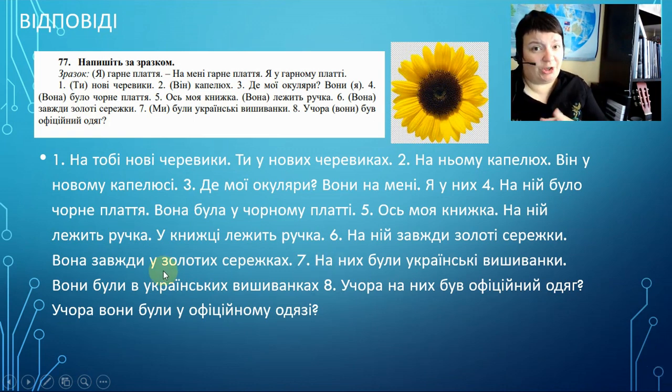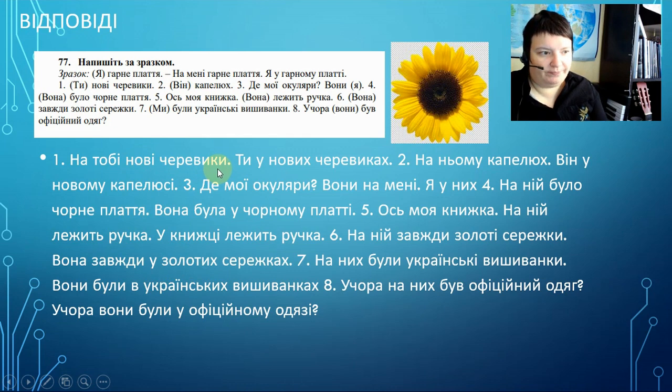So, let's check. На тобі нові черевики. New shoes are on you. So, we have changed ти on locative. Ти у нових черевиках. You are in new shoes. So, we have changed adjective and noun here on locative. So, two variants.